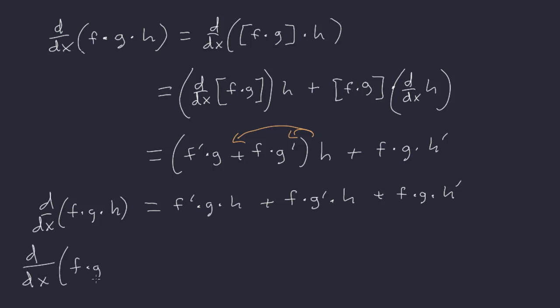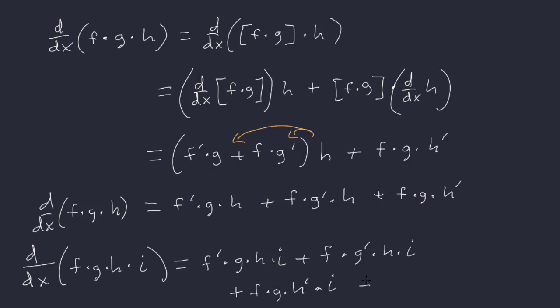So for f times g times h times i, we'll have f prime times g times h times i left alone, then f times g prime times h times i, plus f times g times h prime times i, and then finally f times g times h times i prime. So notice, however many pieces we start with that are multiplied together, we have that many summands.